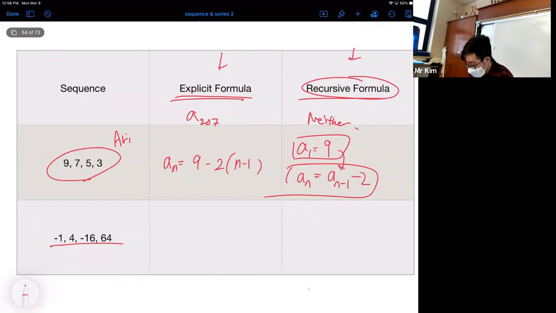Next one here, Jack. Is this arithmetic or geometric? Okay, so explicit. Excellent. And then your recursive.